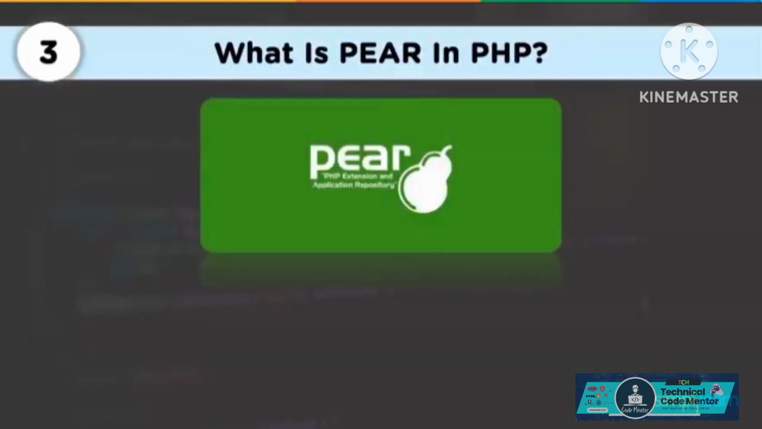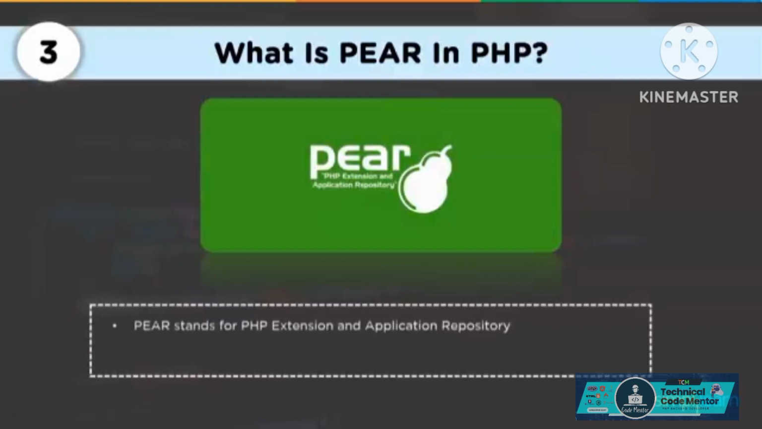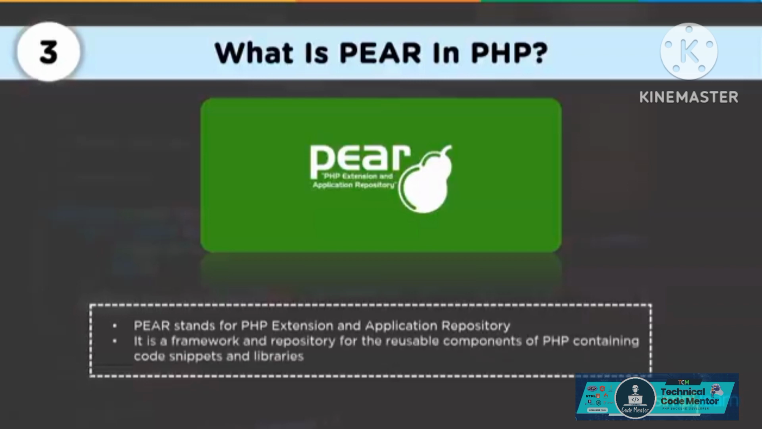Next, what is PEAR in PHP? Now, PEAR stands for PHP Extension and Application Repository. It is a framework and repository for reusable components. It focuses on reusable components of PHP containing code snippets and libraries.